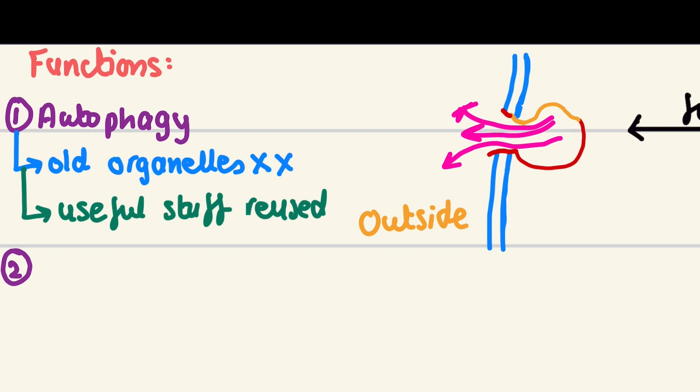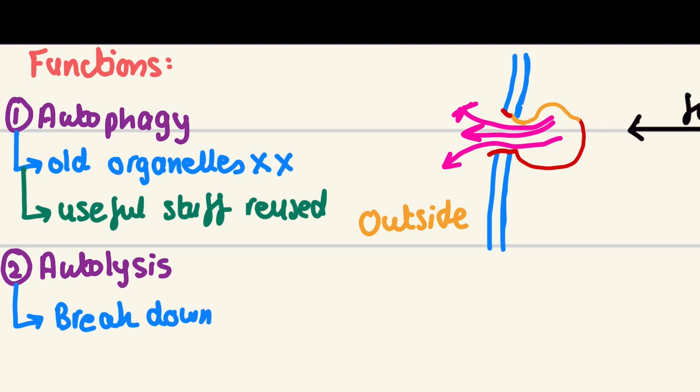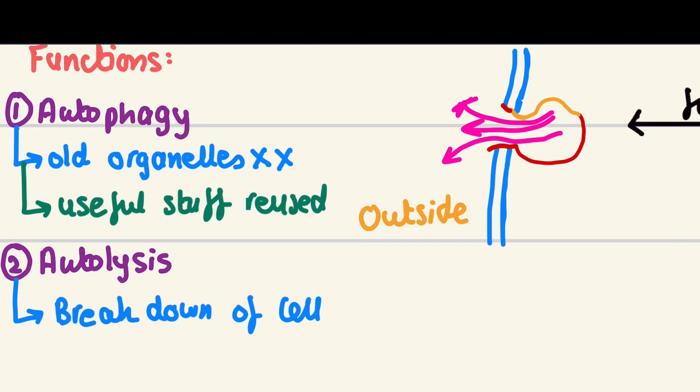The second thing is going to be autolysis. In autolysis, this is basically cell death. So this is essentially breakdown of the cell. If I don't need a cell anymore, I'm going to break it down, and all of the useful material is going to be utilized by the cells near me. So that's what's going to happen.